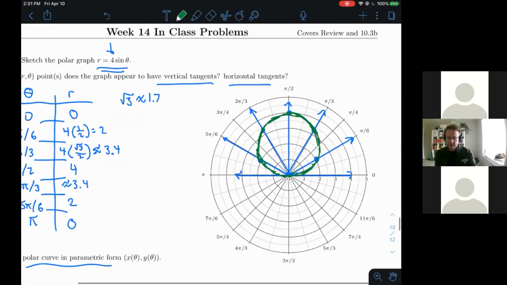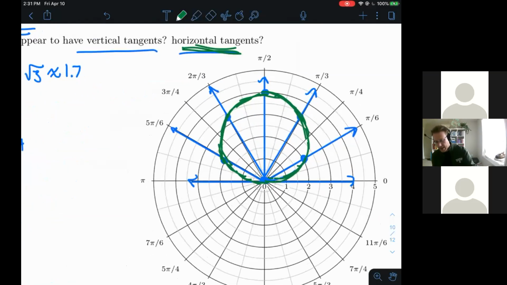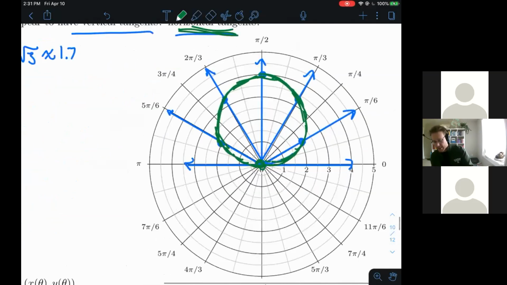So the two questions that I have asked here, when does it appear to have vertical tangents and when does it appear to have horizontal tangents? And I think the horizontal tangents are a little bit easier to see from this, right? Horizontal tangents, again, we're thinking about tangent lines, so things that are just barely skimming the curve. And it seems down here at the very base of the circle, it's going to have a horizontal tangent. And at the North Pole as well, at the very top of the circle, right? If we were to draw a tangent line here, it would appear to be completely horizontal.